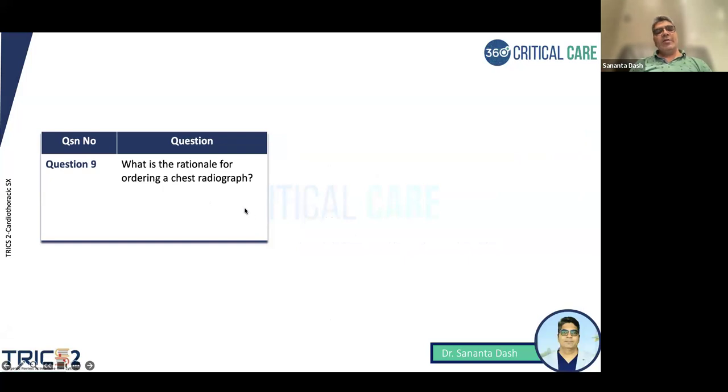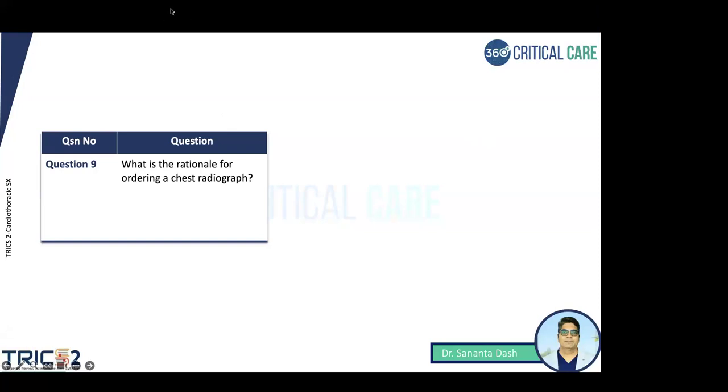What is the rationale of ordering a chest X-ray in pulmonary embolism? All right, I will leave this question to you guys to answer, if one of you wants to attempt. To rule out other differential diagnoses of pulmonary embolism, like pneumonia or pleural effusion or aortic dissection. To rule out other differentials, we need to order a chest radiograph.